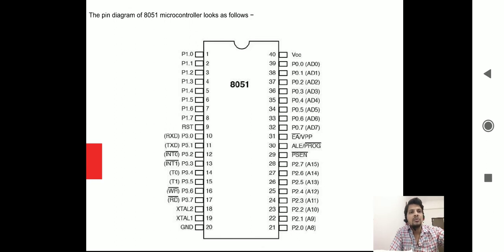Now pin 40 is used to provide the power supply to the circuit. So these are the things about the pin diagram of the 8051. The next concept we'll discuss in the next section. For now, thank you everyone.